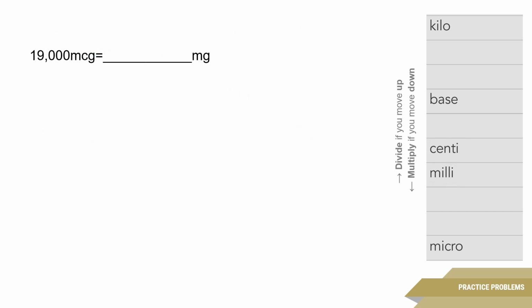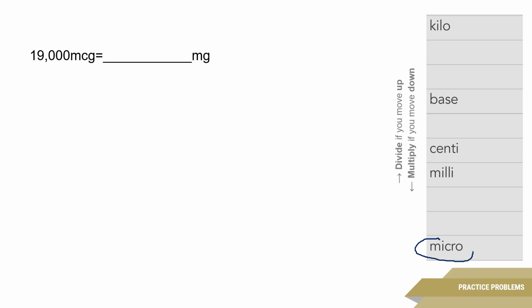Okay, let's end our examples with a big one. So let's say you have 19,000 micrograms, and you need to convert that to milligrams. If you are a nursing student, you will probably see something like this. So let's do it.